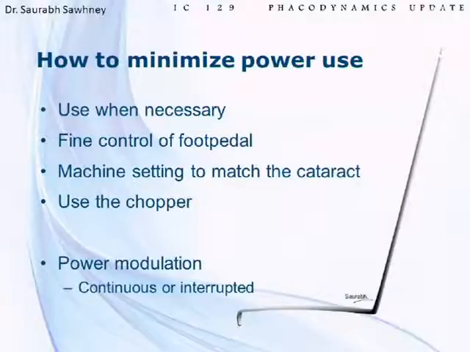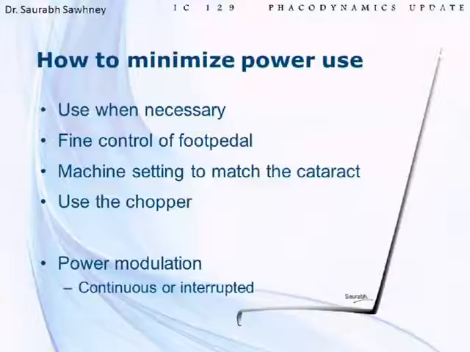The holy grail, as we say, is to minimize the use of power. You can do it in a number of ways. You can use power when necessary. For example, if you are trenching or sculpting and you are making a forward motion with your handpiece, you use the power you need to break it, but on the way back, you have to remember to lift your foot pedal. So your foot pedal has to be really finely controlled. You're not using power when it is not needed. You can use the machine setting to match the cataract, like I said earlier. If you have a softer cataract, do not set a higher power setting.